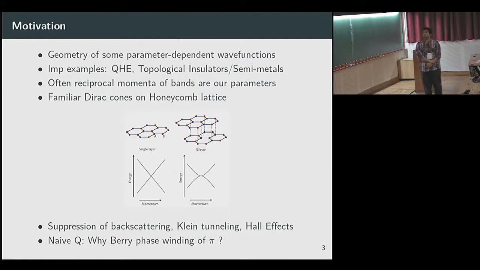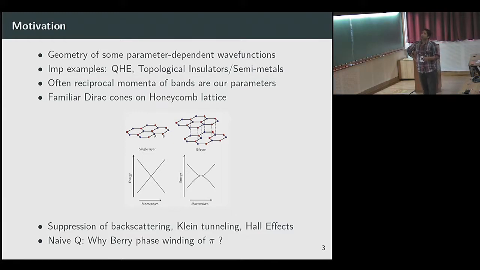As far as motivation goes, as in many talks we have seen, the geometry of some parametrically dependent wave functions is very interesting in condensed matter, and important examples are quantum Hall effect, topological insulators, semimetals. Often in condensed matter, the reciprocal momenta is the parameter of choice, but this is not always the case, as we saw in one earlier talk by Professor Carpentier.